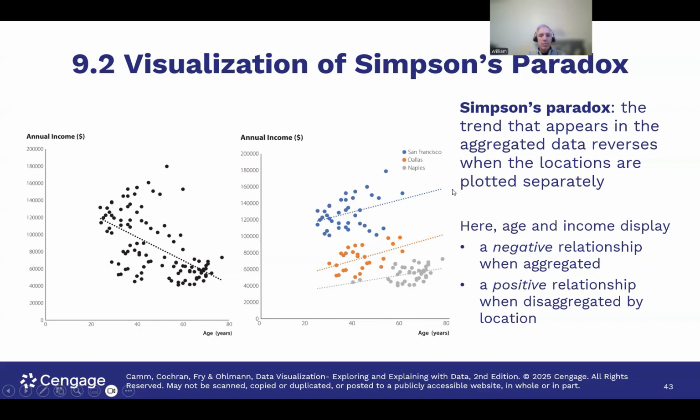So in this case, they keep going up. That's not really true, right? After about 65, everybody's income tends to go down. Not everybody's, but most people's income tends to go down. So by taking it apart into the different cities, I have actually shown a much more realistic example of what's going on. Simpson's paradox, that's called.